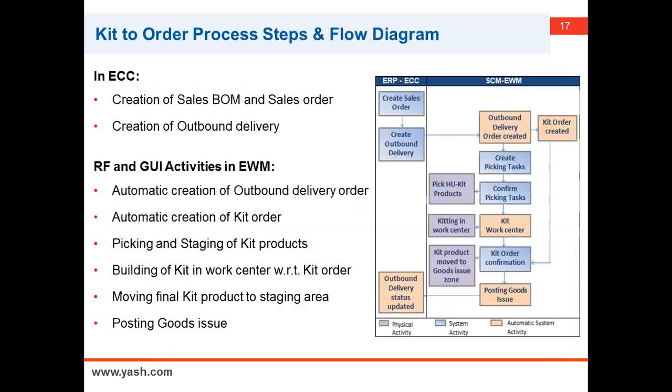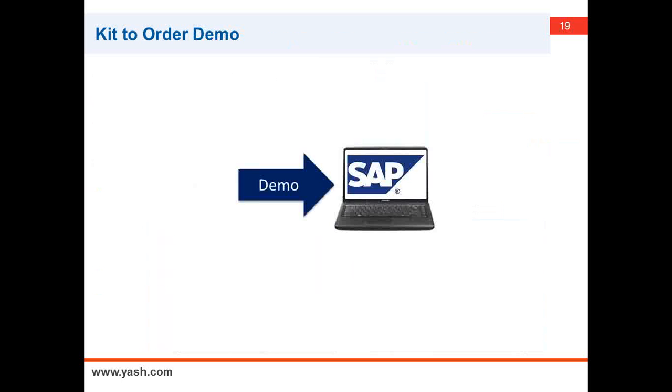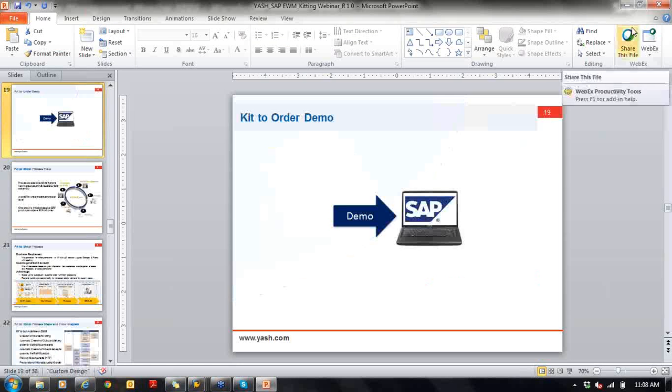So here's a bit of the structure that you'll see. We have a camera kit material number with the sales bill of material, which shows the components that are in that kit, and then the sales order is created and saved. It creates a delivery in ERP, and as I said, that delivery document is the trigger for extended warehouse management. So that's what we will see in the demo. Thank you, Ram. Let's see this kit to order process in the demo.